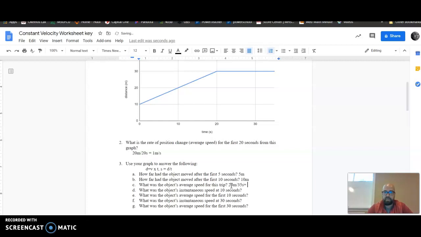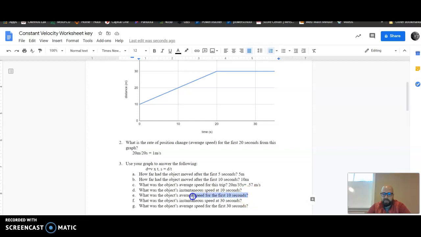So to do that, I would do 20 meters divided by 35 seconds. And that equals, I think it was 0.57 if I remember right. But let me just punch that in to double check. 20 divided by 35, 0.57. So 0.57 meters per second. And one thing that happened with a lot of kids during this is that they messed up the units. So we want to make sure that our units are correct.